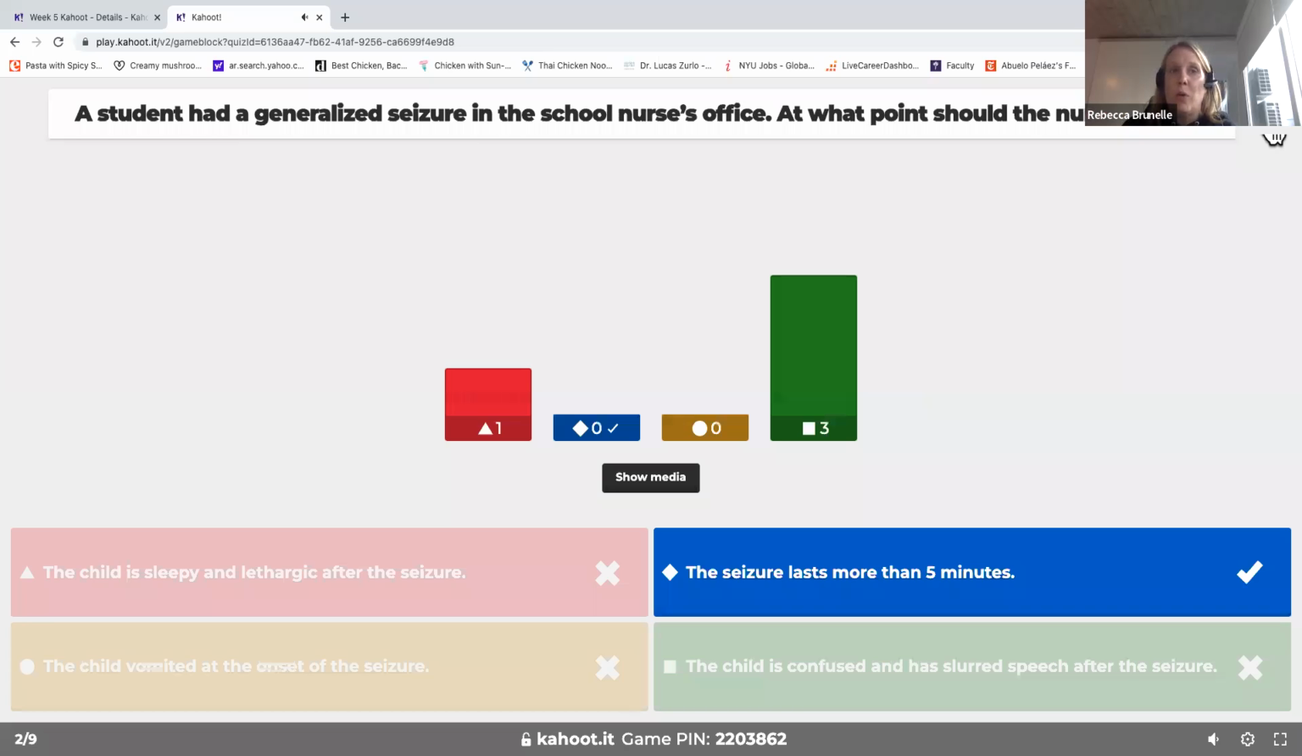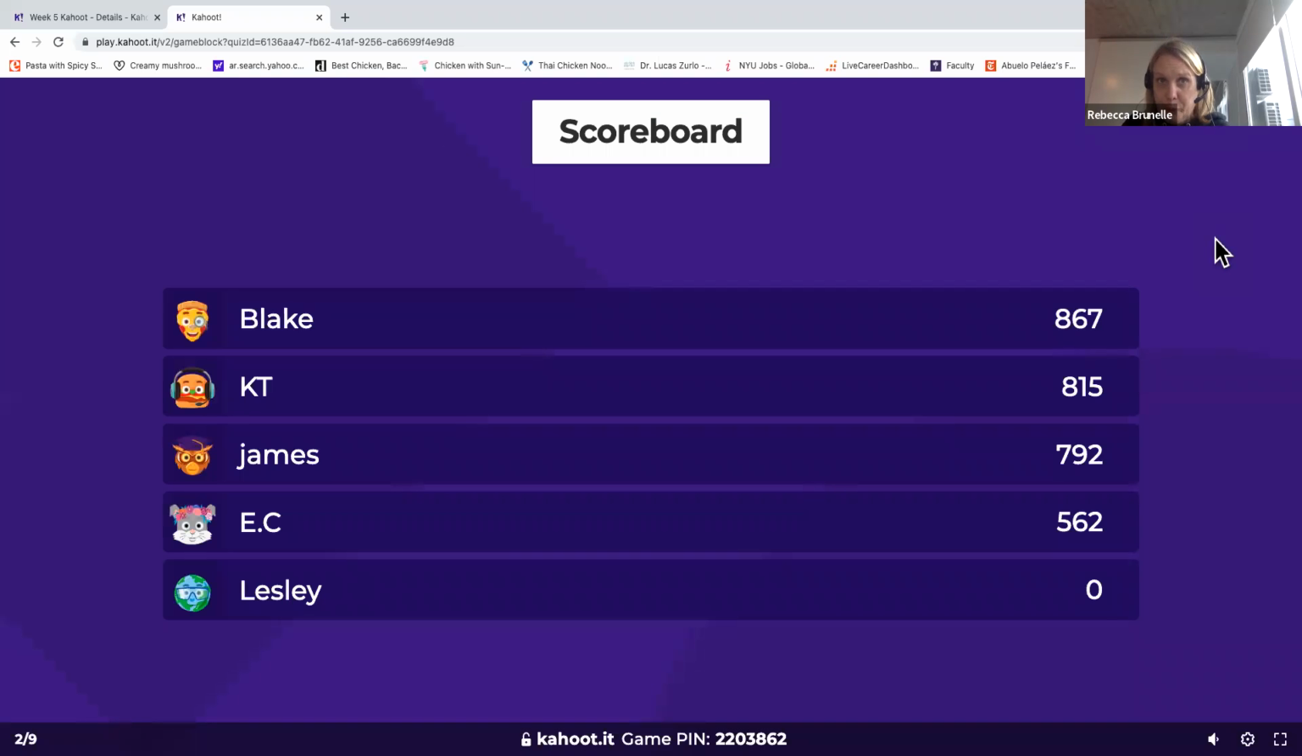Okay, so the seizure that lasts more than 5 minutes is the correct answer. It is normal for the child to be sleepy after the seizure. It's somewhat common. They're going to vomit at the onset and the child is a little bit confused. All of those things are normal things that you typically see with a seizure, but it is not normal for a seizure to last more than 5 minutes. So if this is happening, then you need to call 911. You need to be worried about their airway. They might need to be intubated.